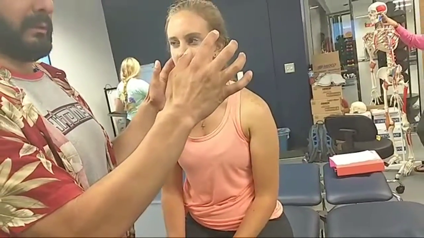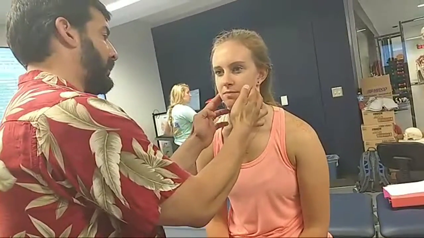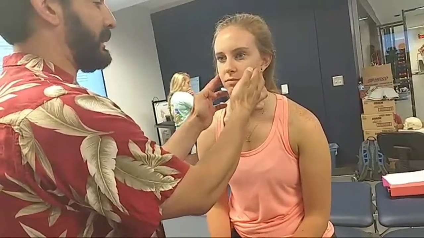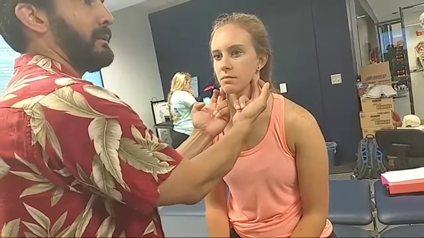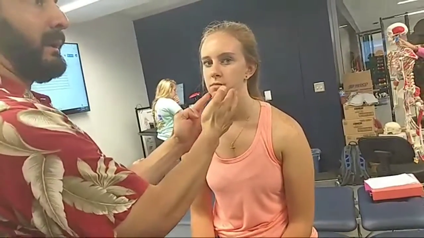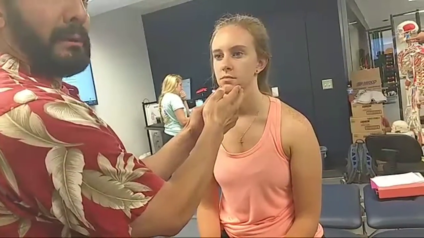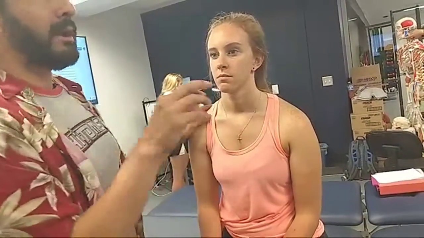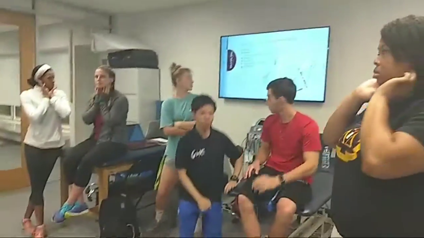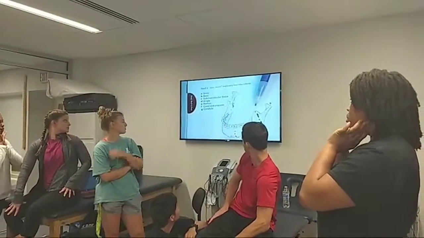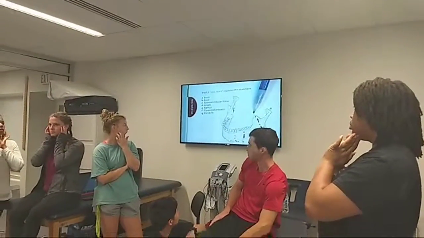Agreed? You with me? As we come down, we're going to get to the ramus of the mandible, the angle of the mandible, coming down to the body of the mandible. Agreed? All right. The weird landmark is letter F, the coronoid process of the mandible. Coronoid process of the mandible.